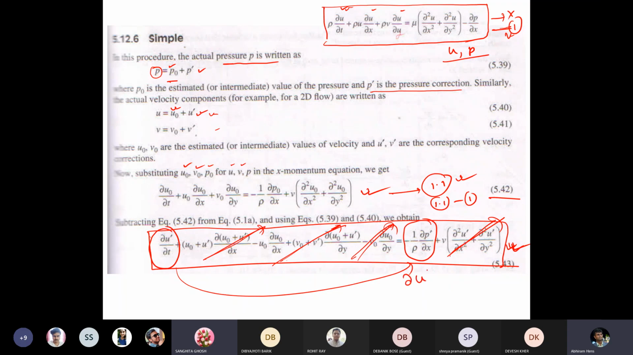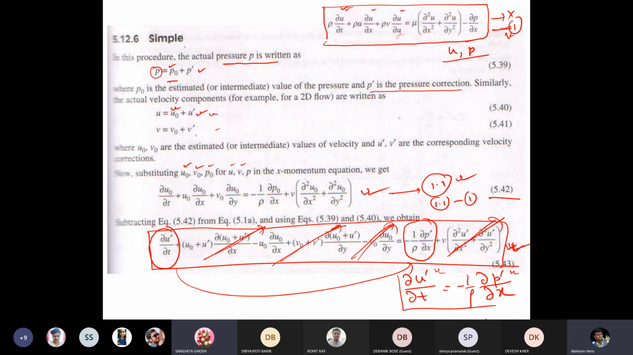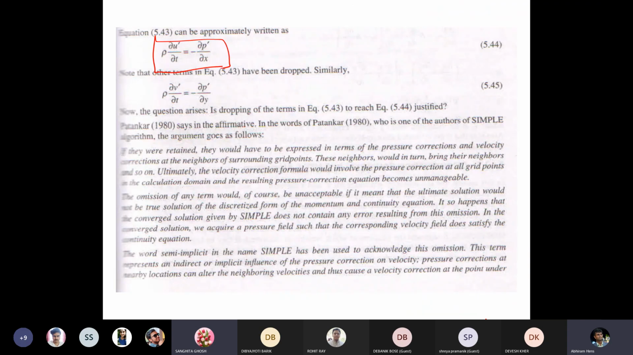So the equation he is assuming is del u dot del t equal to minus 1 by rho del p dot del x. So this part will only sustain, where only velocity correction and pressure correction terms will be there. This is the assumption or approximation that was taken. Similarly, this is for the x component velocity, u velocity only. If you do the same treatment for the y component velocity, that is the y component of the Navier-Stokes equation, you will get a similar term.